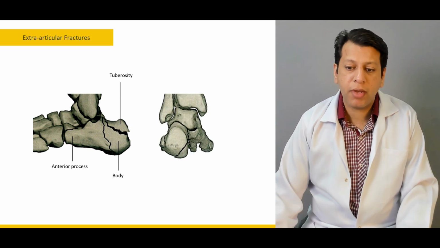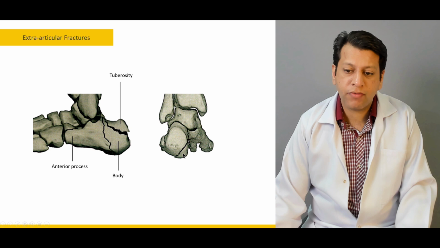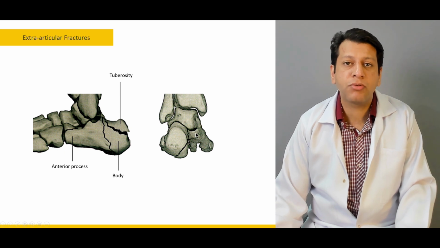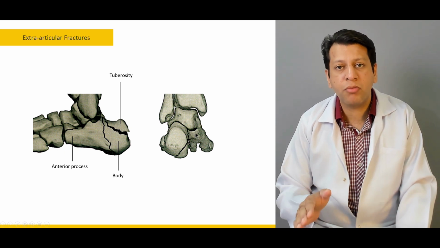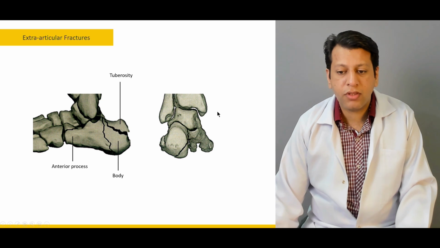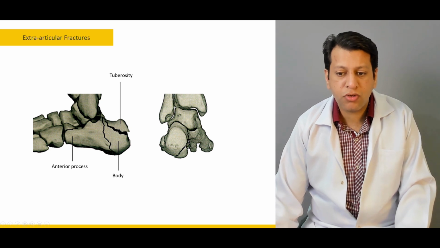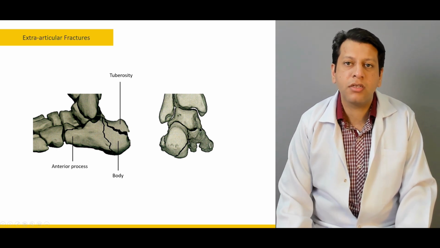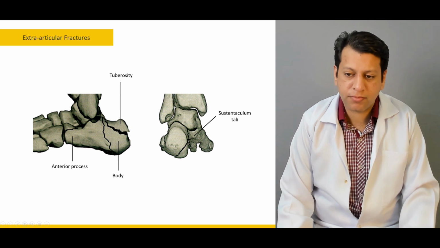If you see it from the back, if you can appreciate it over here, there is a fracture line going like this, as well as going into the sustentaculum tali, which is a ledge-shaped structure of the calcaneum on the medial side. Although it appears to be intra-articular, usually as the sustentaculum tali does not articulate with the talus, its fracture is rarely intra-articular.